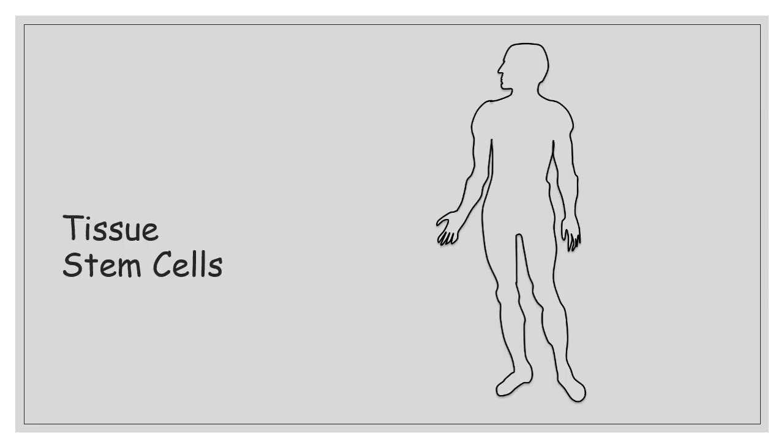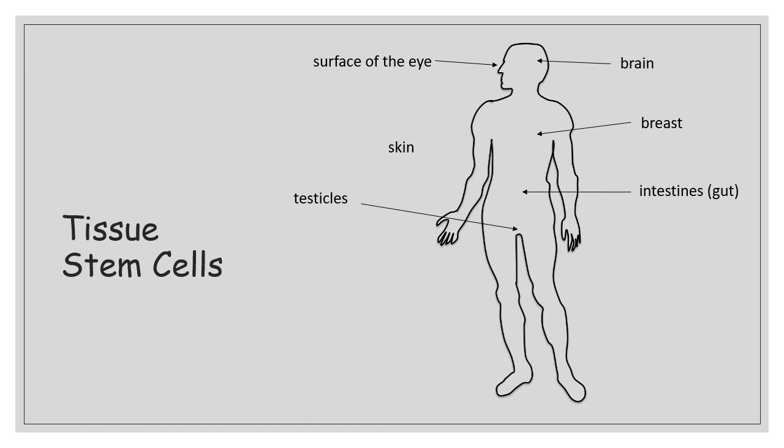In some instances, tissue stem cells can be referred to as adult stem cells. It was originally thought that these cells were only found in adults, and there used to be phrases such as child stem cells. But what we found is that these tissue stem cells are found in places like the surface of the eye, brain, skin, the breast, intestines, testicles, muscles, bone marrow, etc. So various places around the body with some form of specialisation, allowing us to renew and repair different parts of our body.